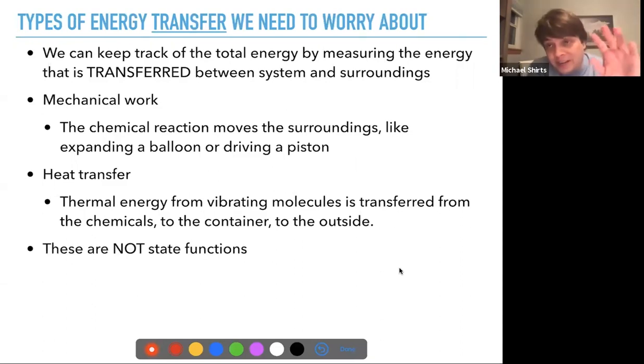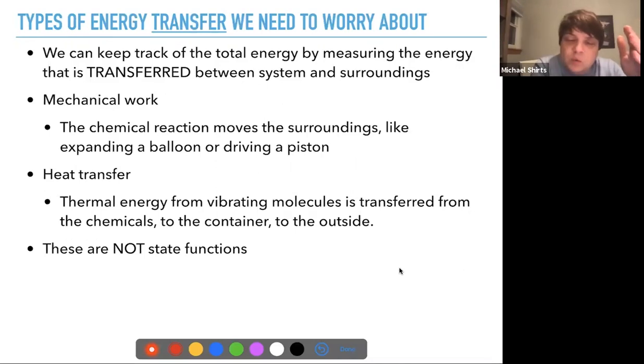So an important thing about work and/or heat is that they are not state functions. Not all functions are state functions, and so work is not a state function. If you go from an initial state to a final state a different way, you will very likely get a different amount of work. And the same thing is true of heat.